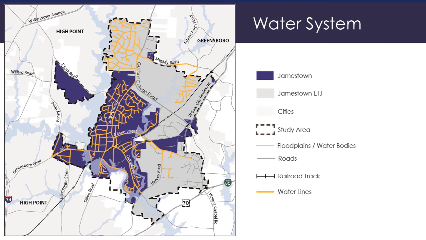Jamestown also operates its own municipal water system, serving customers both inside and outside of the town limits. The water system generally serves the same area as a sewer system, but since water service is less dependent on topography, it is more easily extended to accommodate new development.